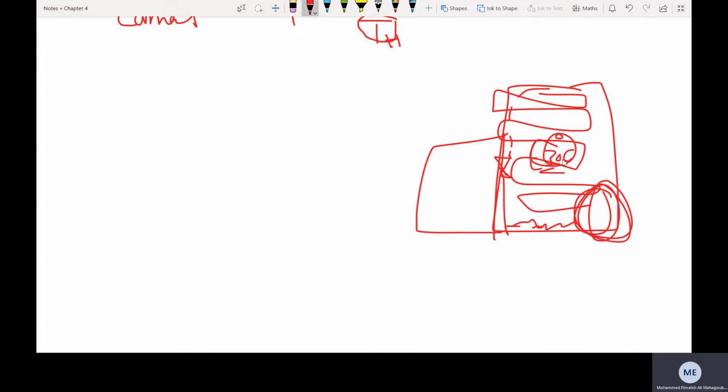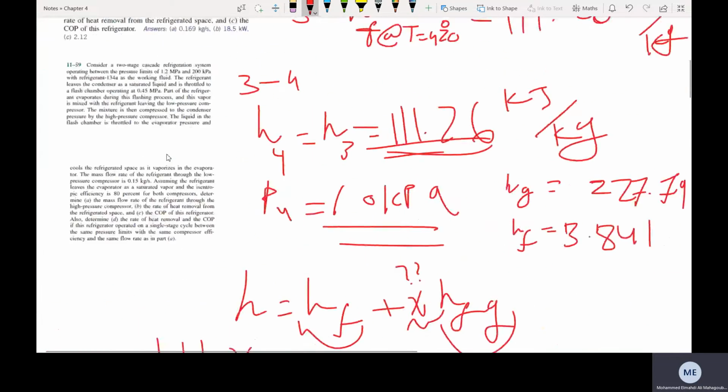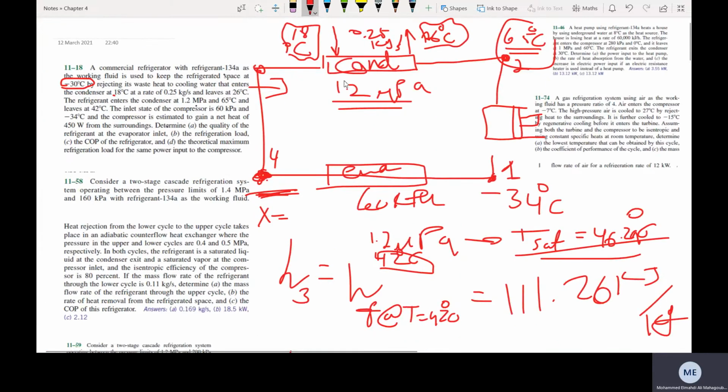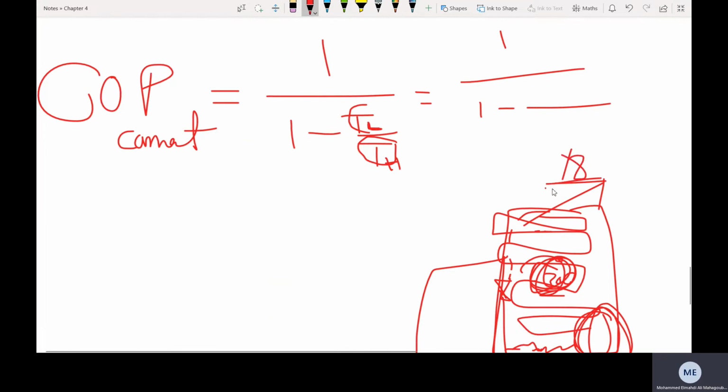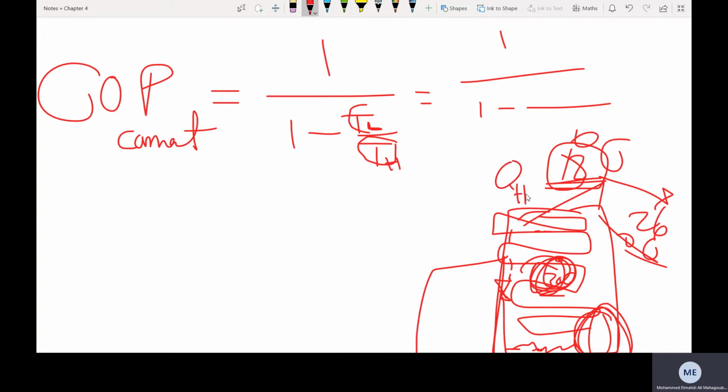So I need to maintain my refrigerator at minus 30 degrees Celsius, and I am rejecting the heat to water. What is the temperature that the water is entering with? The water is entering at a temperature of 18 degrees Celsius, and now the water temperature will rise to 26 degrees Celsius because of the amount of heat that I am rejecting to it. So this is the heat QH, the amount of heat rejected to the water, and the water temperature will increase as a result of that heat rejection.